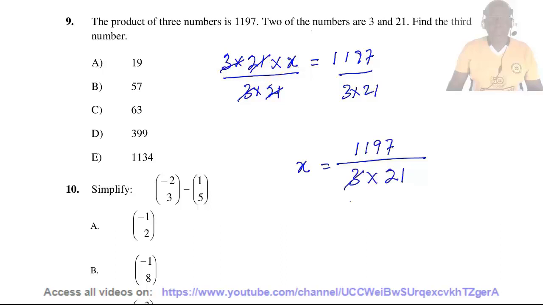3 goes into 11 three times, 3 goes into 29 nine times, 9 times 3 is 27, remainder 9. 3 goes into 9 three times, 7 goes into 133 times. Carry 6, 63, 9. So the answer is 19. That is A.